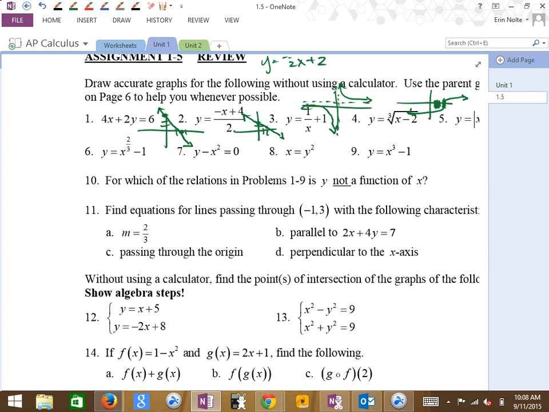Okay, what about number 8? Y squared. What does that look like? Sideways parabola. Nice, yes. So y squared is a sideways parabola. What about number 9? Okay, what about x cubed minus 1?